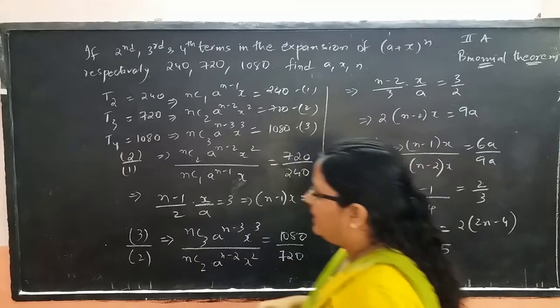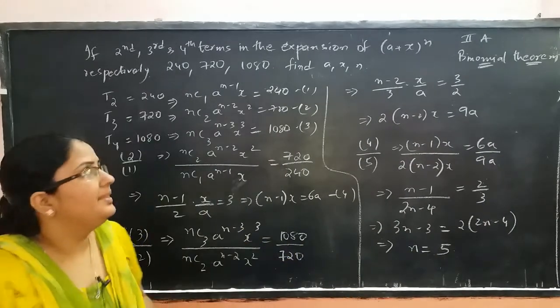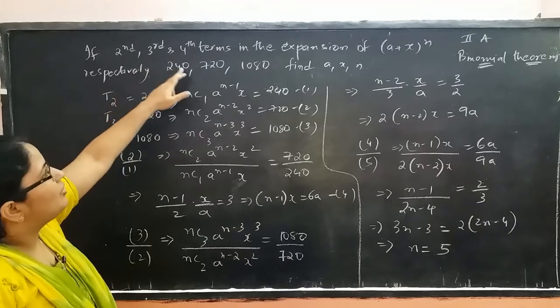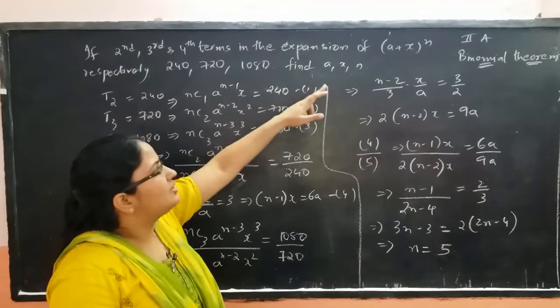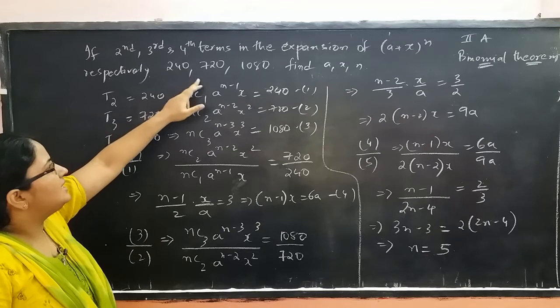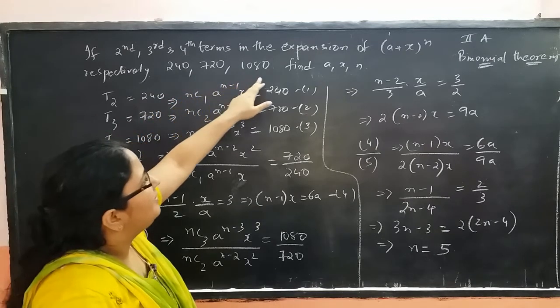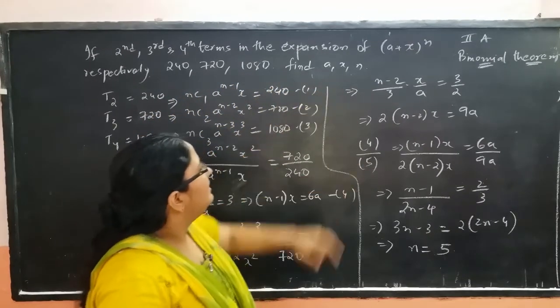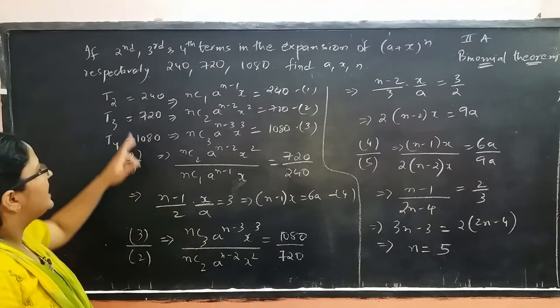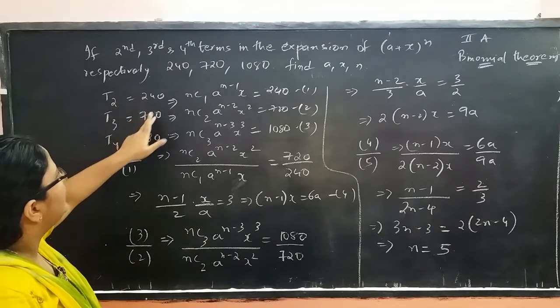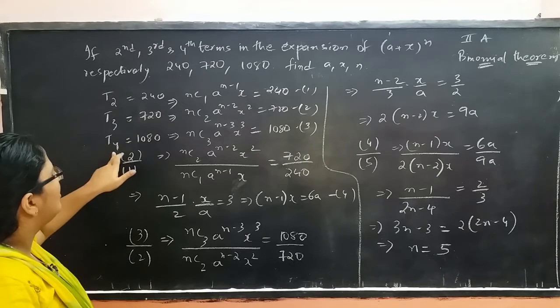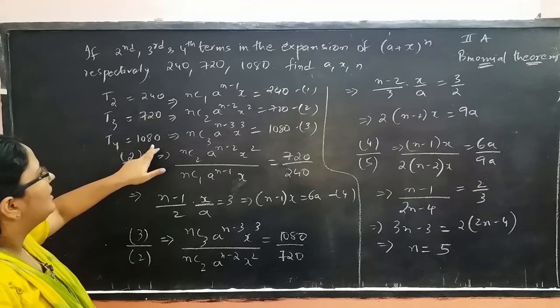You are given 3 terms, that is, if second, third and fourth terms in the expansion of a plus x whole power n are 240, 720, 1080, find a, x and n. Now second term is 240, third term is 720, fourth term is 1080.